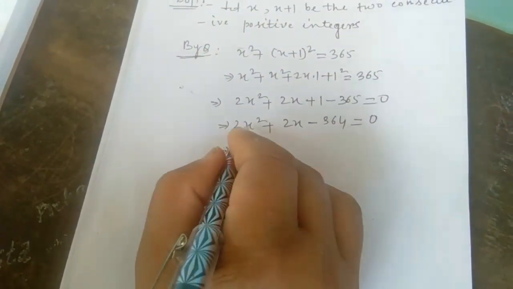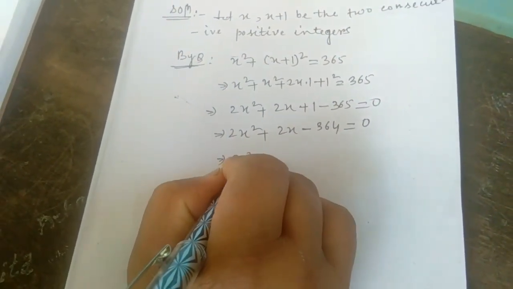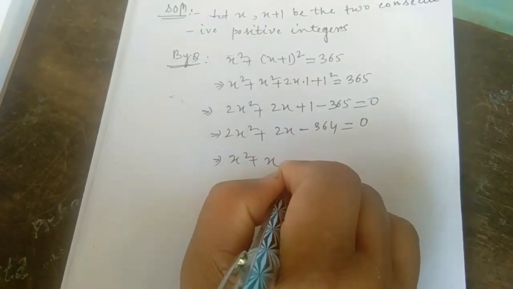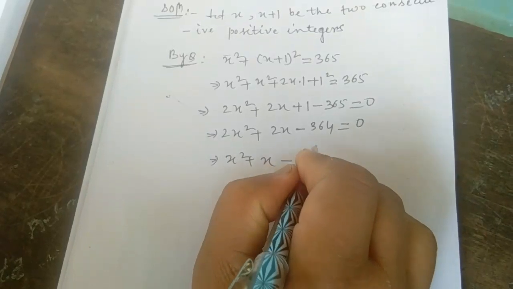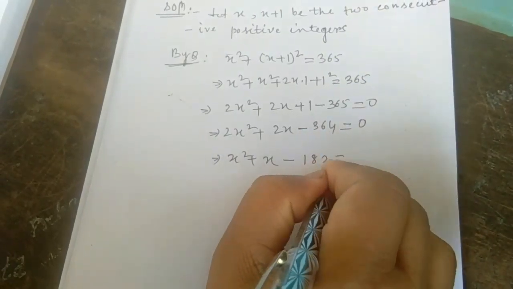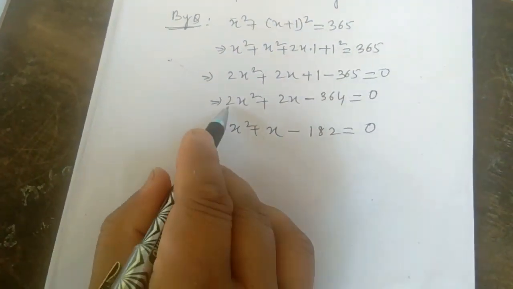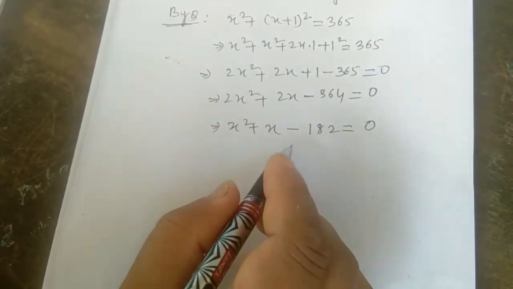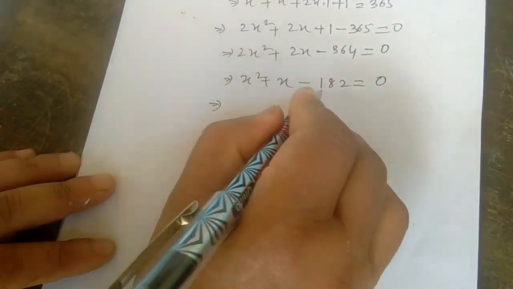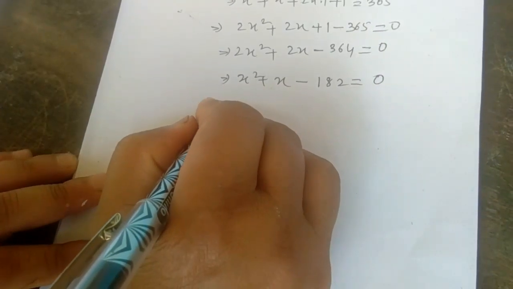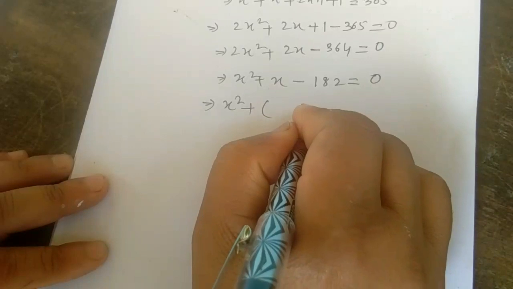Again, we can divide both sides by the smallest number, 2. So 2 1s are 2, 2 1s are 2, minus, 2 182s are 364, so we get x square plus x minus 182. I have divided both sides by this 2. If you divide, you will get this much. Then apply middle term factorization here, middle term factorization or the formula of the quadratic. It's up to you. So let me solve by middle term factorization.